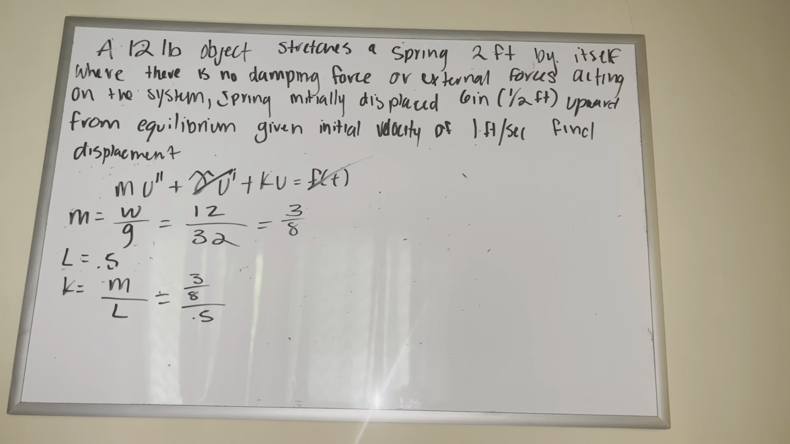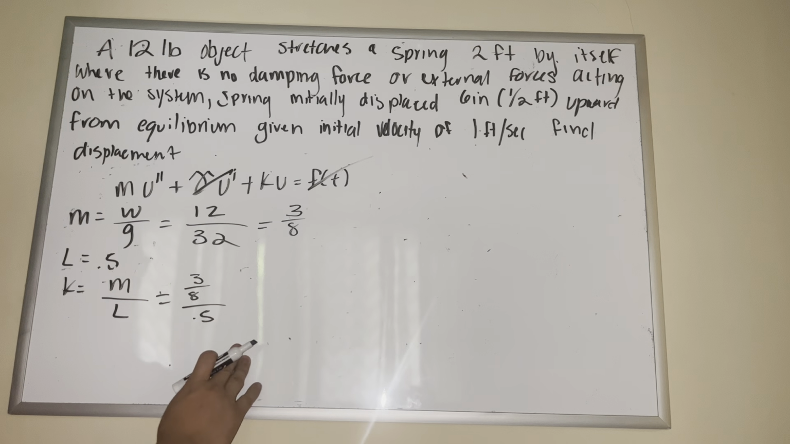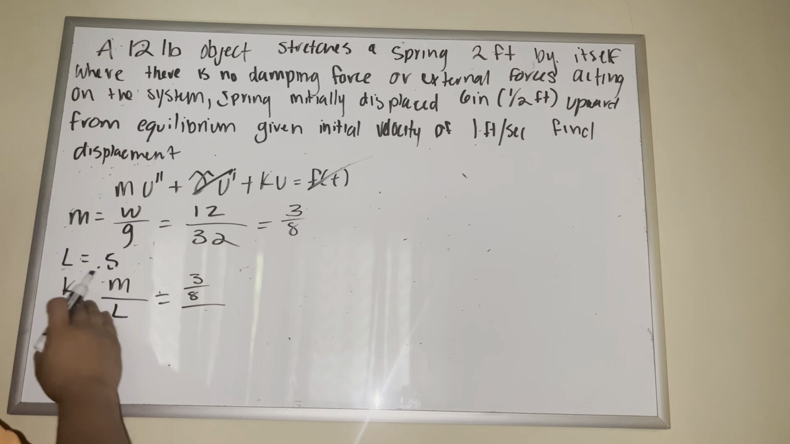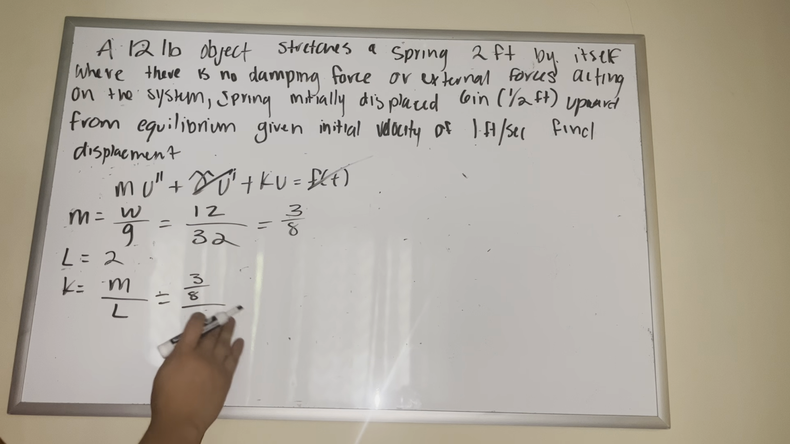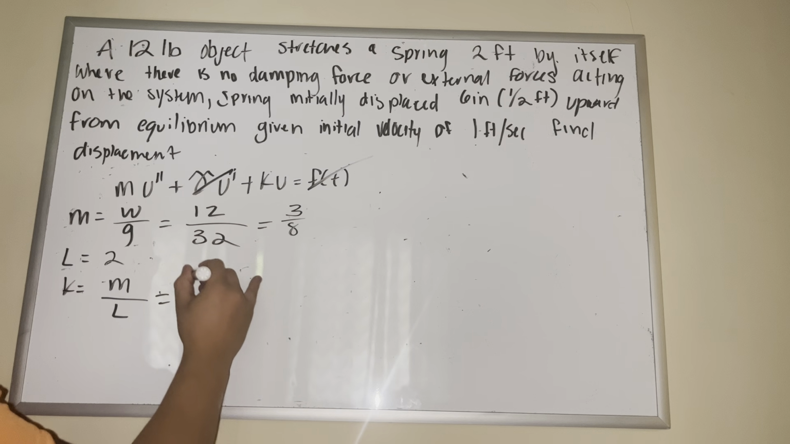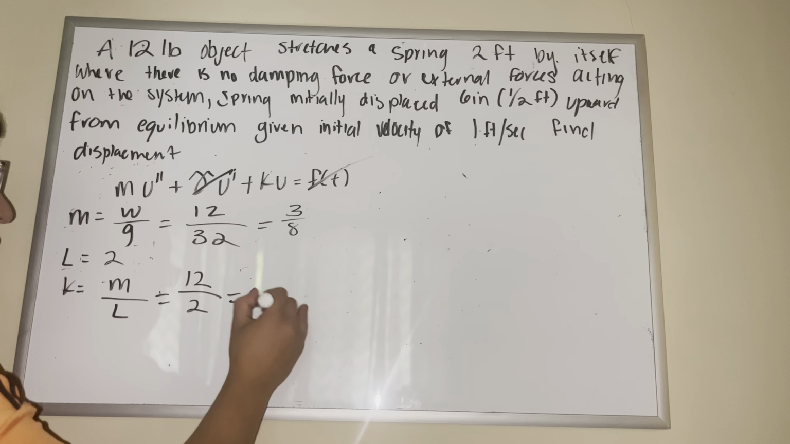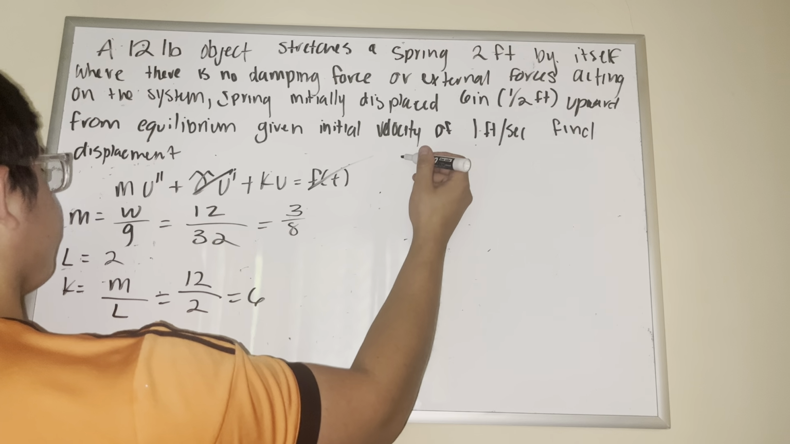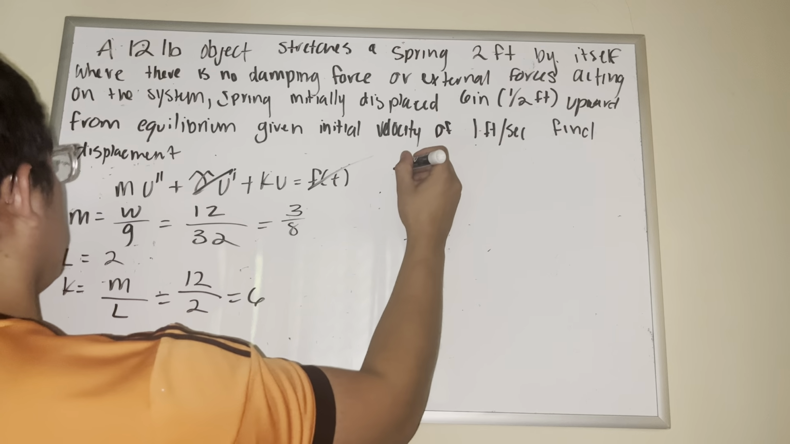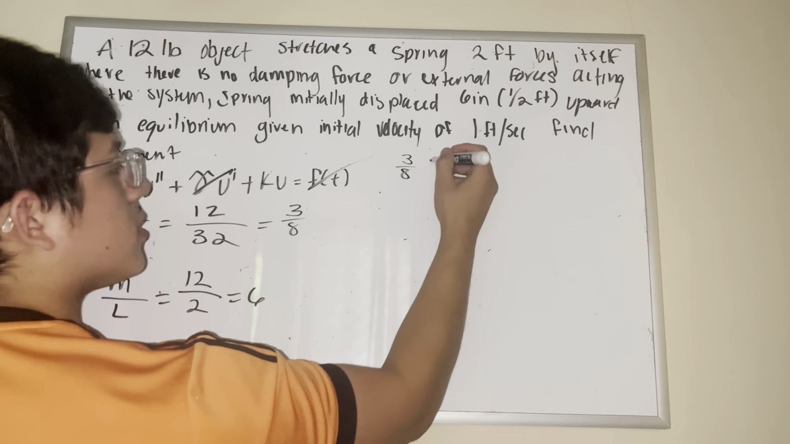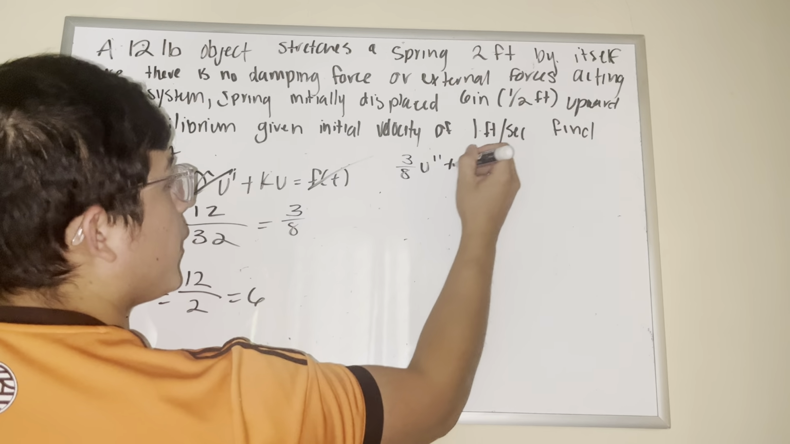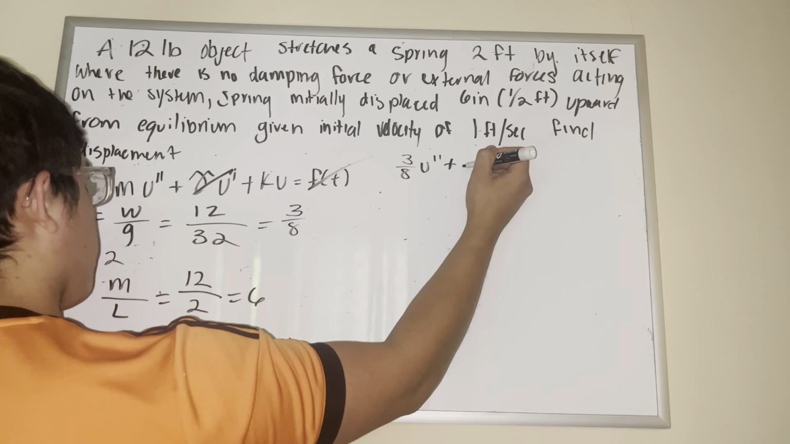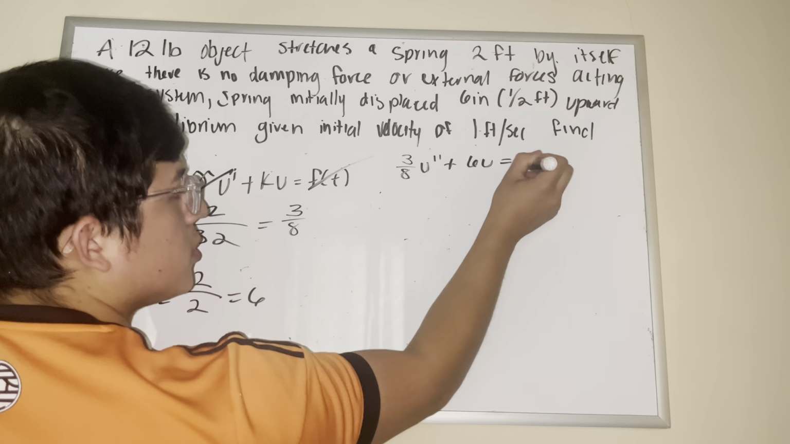I think I might have that one wrong. Oh, wait. Our length is 2, actually. I apologize. And our weight is 12. So 12 divided by 2, and that's equal to 6. So we set it up over here. We get 3/8 u double prime plus 6u is equal to 0.